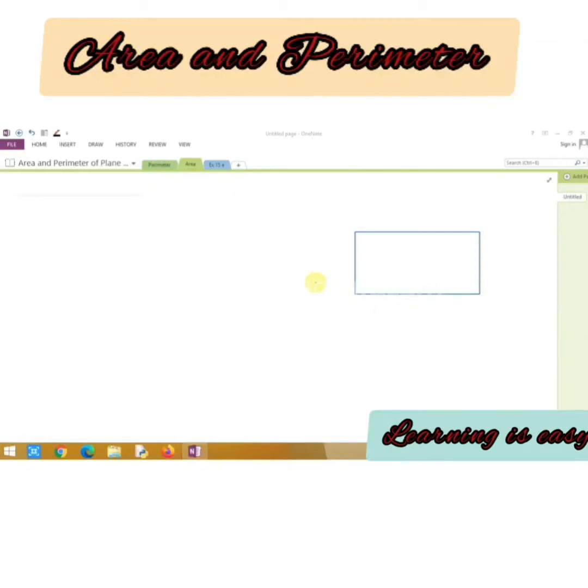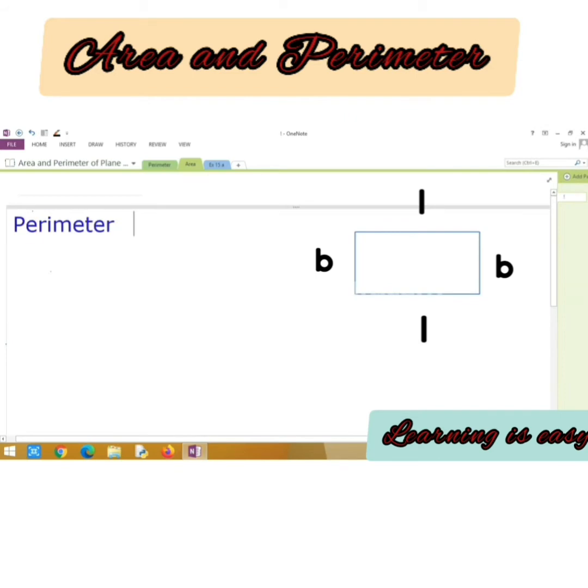Hello viewers, today we'll see the area and perimeter formula. Area means the inner part of the plane figures, and the perimeter is the outer part of the plane figures. So first let's see the perimeter of a rectangle.